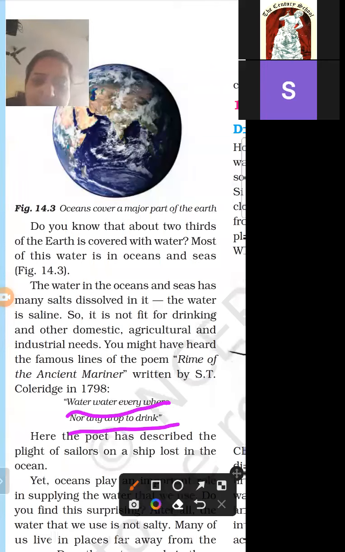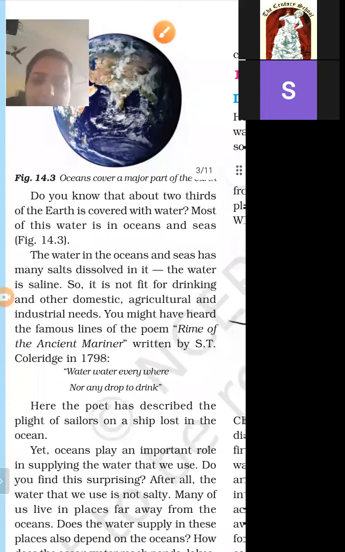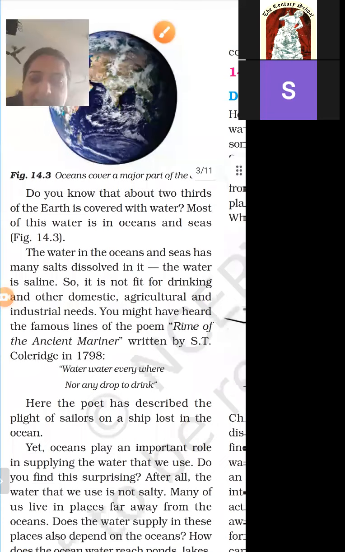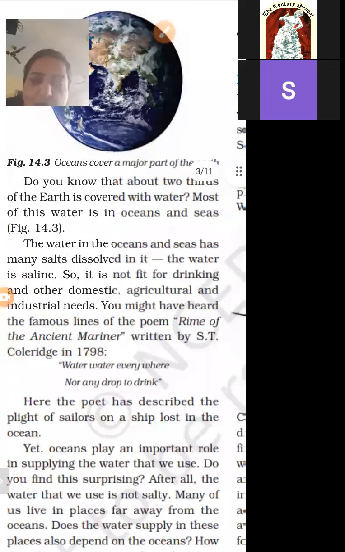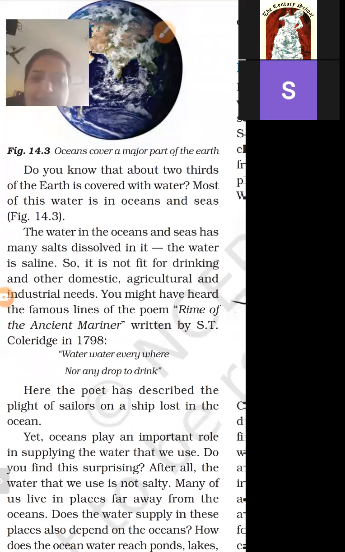Here the poet has described the plight of sailors on a ship lost in the ocean. Ship में वो जो खो गए sailors lost in the ocean. उसके आसपास बिल्कुल पानी पानी है ocean में, लेकिन पानी पीने के लिए नहीं है.